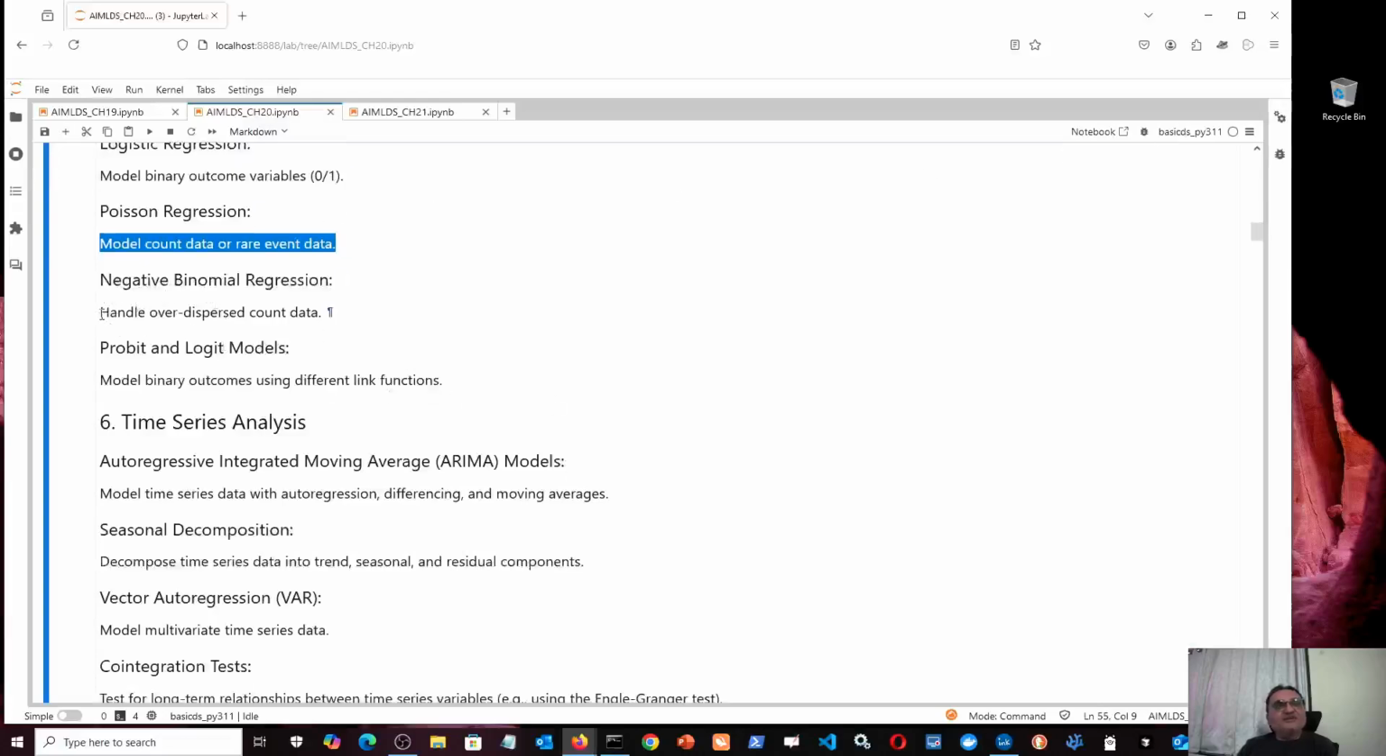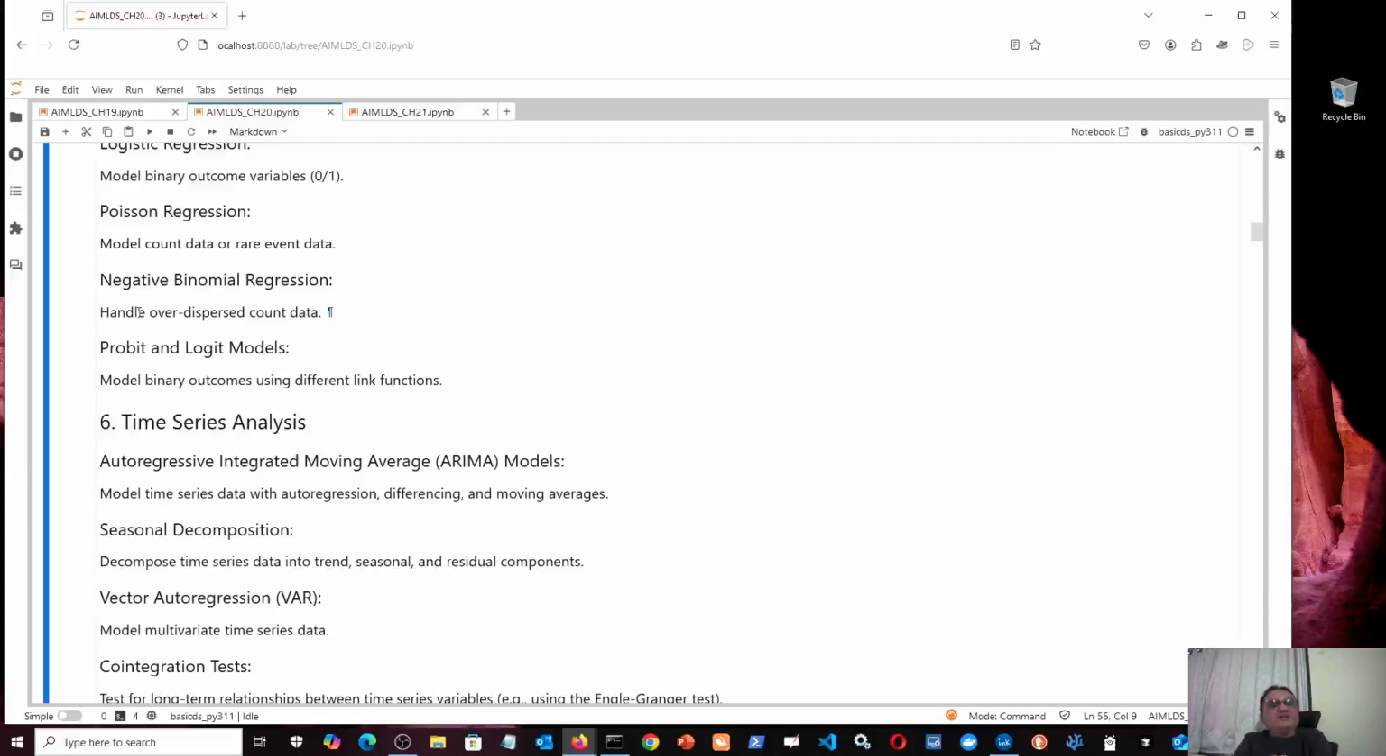Negative binomial is used for handling over-dispersed count data. Now, binomial is used for handling events which have only two possible answers, like head and tail. But if the data is too dispersed, that is, the dispersion or variance is very high, then instead of binomial, we use the negative binomial model.